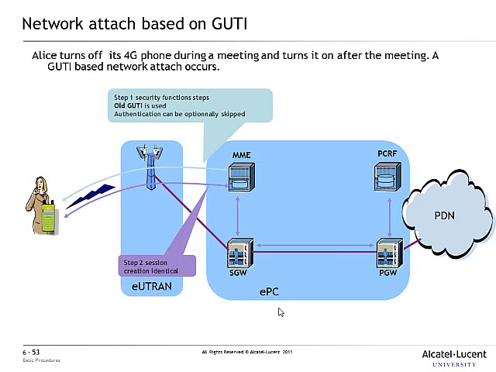So what do you think is the difference between network attach based on IMSI and network attach based on GUTI? The information is already present in the MME, because the MME has already gone to the database and downloaded all the information. And what's the second important thing? You already know which MME to send the request to.